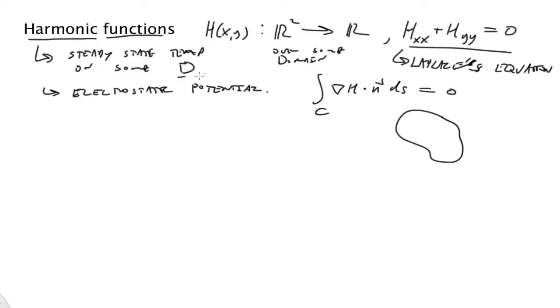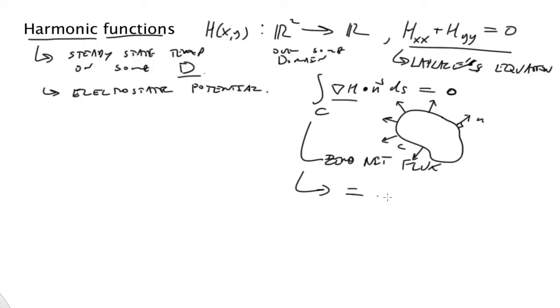It has this nice property where if I have any path C sitting inside my domain, and I look at the flux field defined by the gradient and dot it with the normal, there's a dot product there, and those are normal vectors sticking out at 90 degrees, then it's always going to be equal to 0. I call that the 0 net flux property.